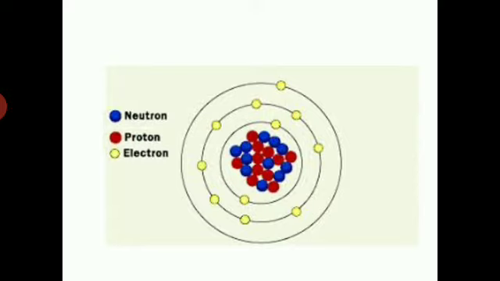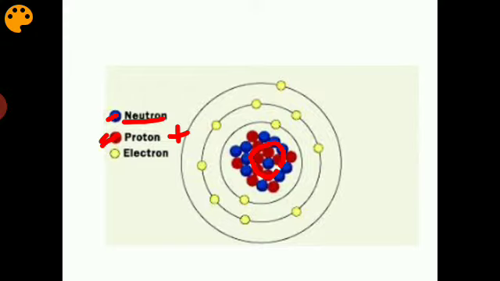So inside the nucleus, there are two components. They are proton and neutron. So protons and neutrons are the particles that will be constituting the nucleus. The protons are positively charged and neutrons are neutral. So P for P, that is protons are positively charged, and N for N, neutrons are neutral.